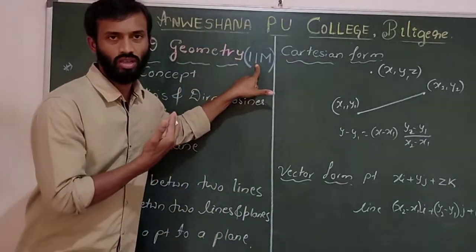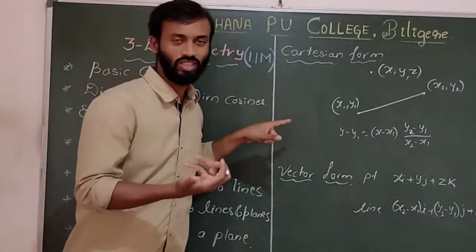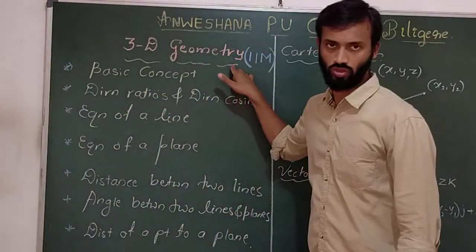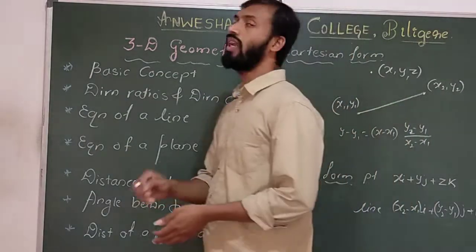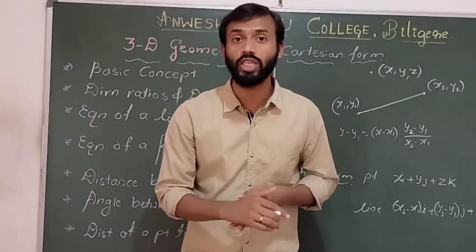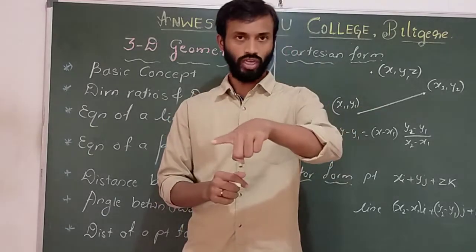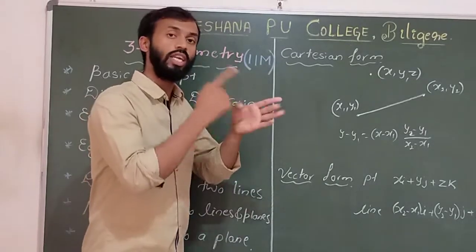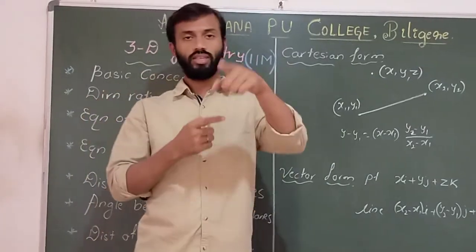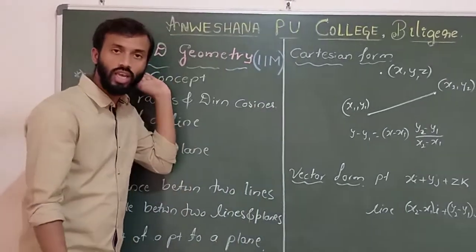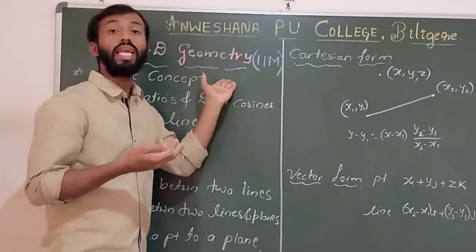Which is almost, I feel, the easiest, simplest, and one of the important chapters of second year. Dear students, in the previous year we studied analytical geometry in 2D and in 3D, in Cartesian form. Well, this year we are going to study the same 3D in vector form.